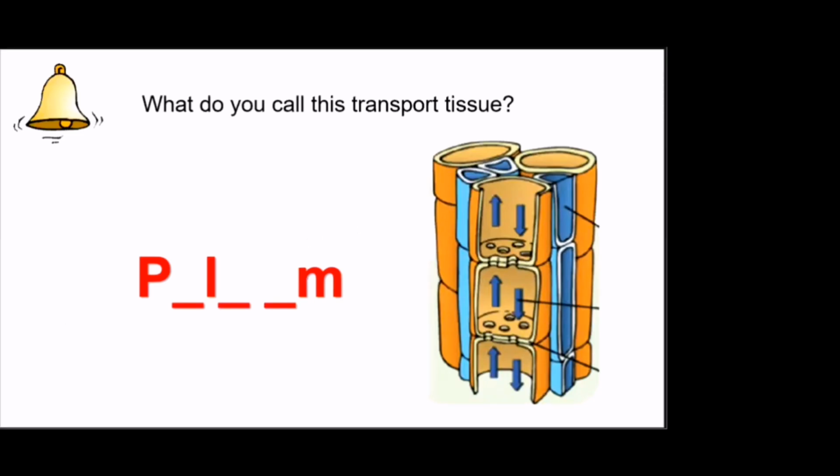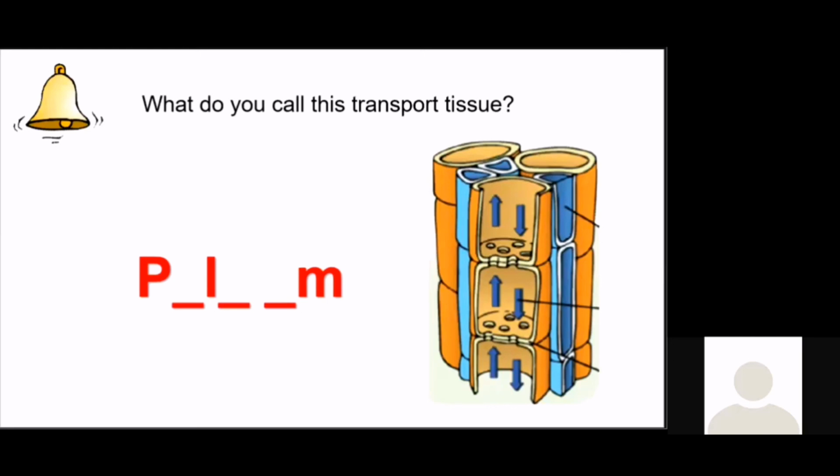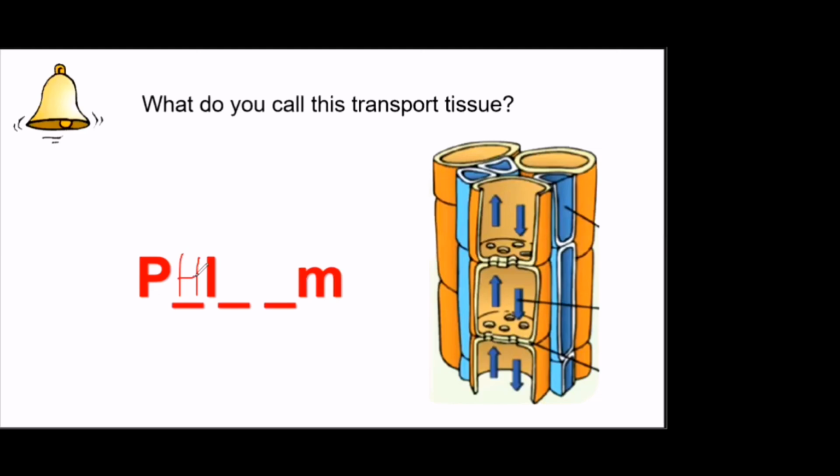Hello, Plume. Phloem. Okay, how do you spell this one? Phloem. PHLOEM. Okay, very good. That is phloem. Very good, Plume. This is H, L, O, and E. Phloem. All right.